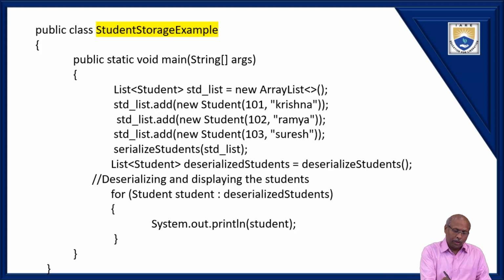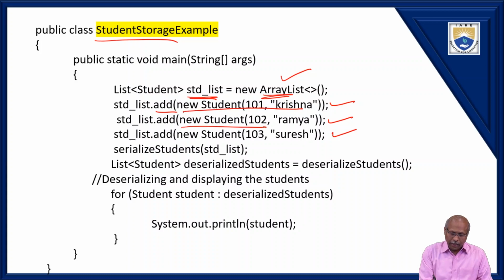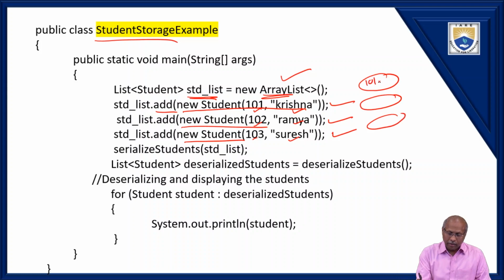Now let us have a small example, a student storage example. I have a list of students: Krishna, Ramya and Suresh. You already know the collection class called List. In the list I want to store multiple students. I have created one new ArrayList, and in the ArrayList I am adding objects of student type. How many objects? Three objects. The first student is Krishna, second is Ramya, third is Suresh, with roll numbers 101, 102, 103. So I have created three objects: 101 Krishna, 102 Ramya, 103 Suresh. These three objects are available in a list.